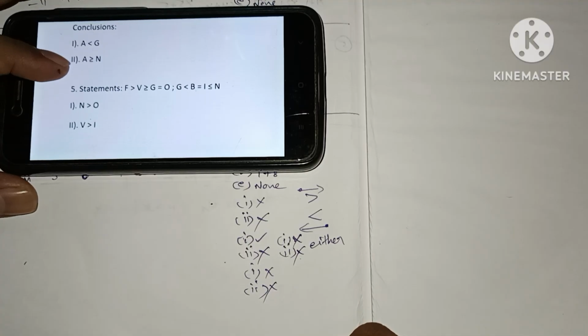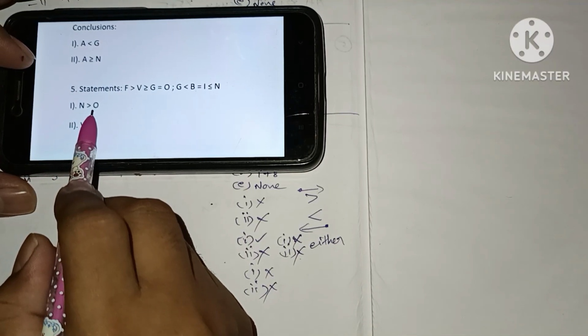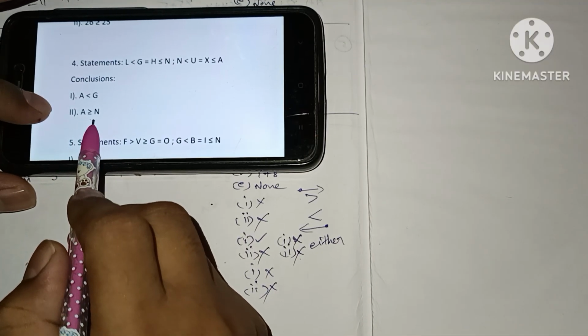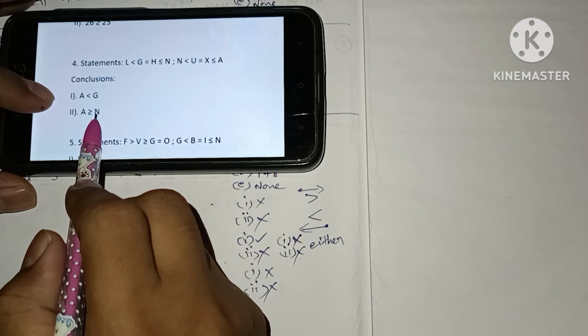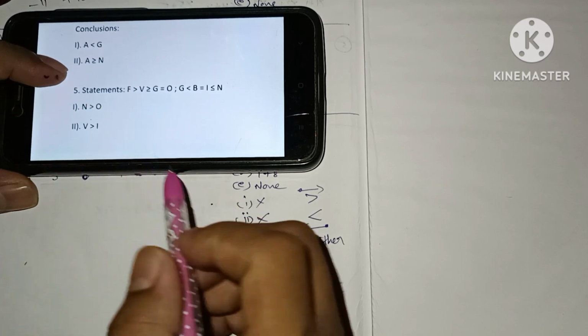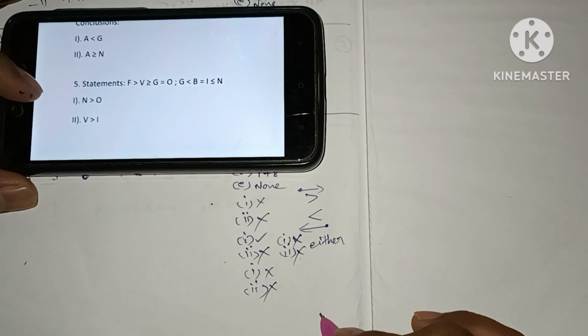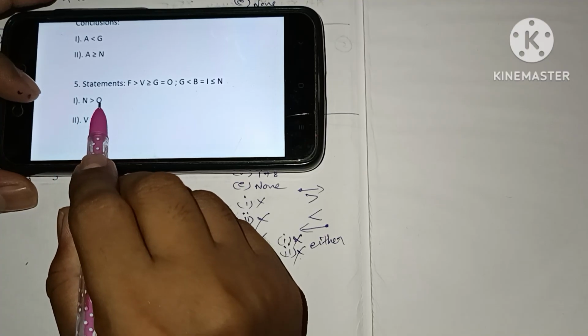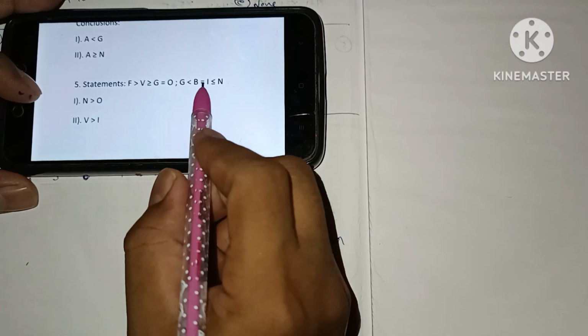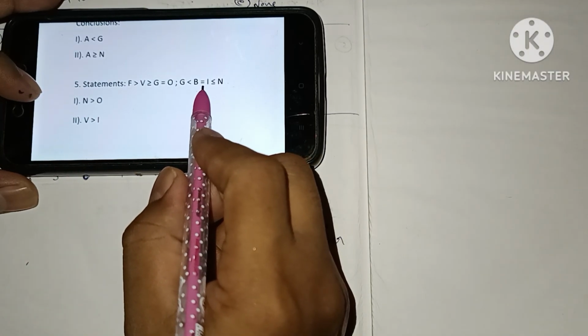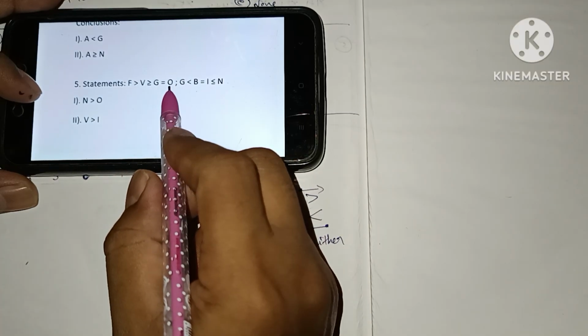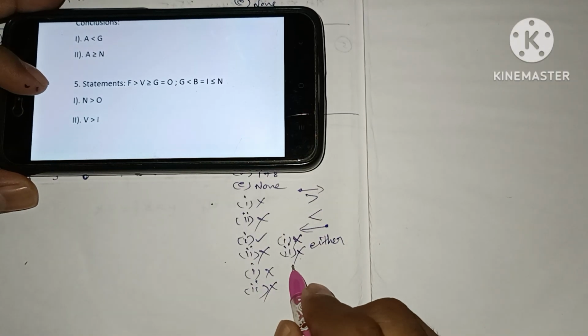Next one, fifth question. The flow from N to A. Wait a second. Here N is not equal to G. Okay, the answer for that one will be neither 1 nor 2. Here N is N, the flow from N to O. From N we can reach G. From G we can reach O. It is possible. So first conclusion will be true.